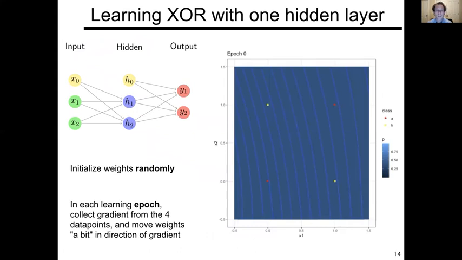Okay, so let's go back to our XOR example and just see what happens. I've reproduced this simple two-layer hidden neural network with two inputs and a two-unit hidden layer, plus a bias unit at each of the input and the hidden layer.